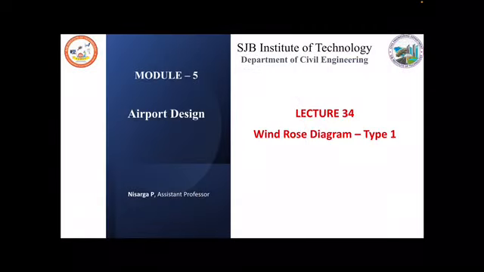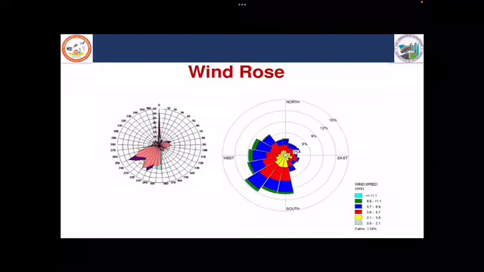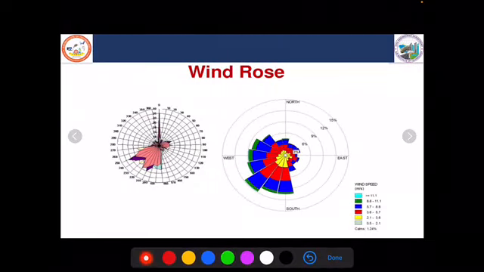Hello students, in this session we'll see how a Windrose diagram of type 2 is constructed to determine the best orientation for the runways. The image shows typical Windrose diagrams drawn to determine the orientation of the runway. You can see some radial lines, concentric circles and some colored areas.